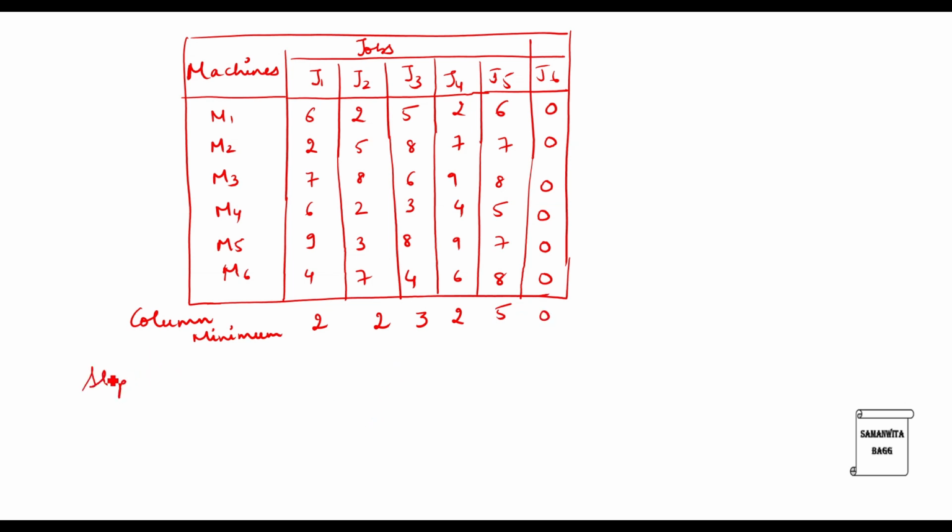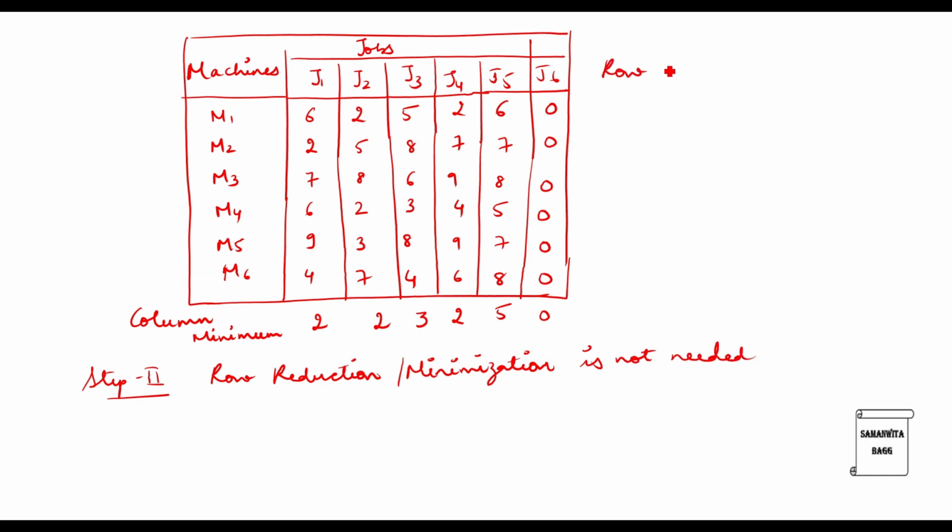So I will write down over here step 2, row reduction or minimization, whatever you call it, is not needed. The reason is the row minimum value is 0 everywhere. So this is not required. We will go for column minimization. We will subtract this minimum value from each of these values and place it. So step 3 is column minimization.